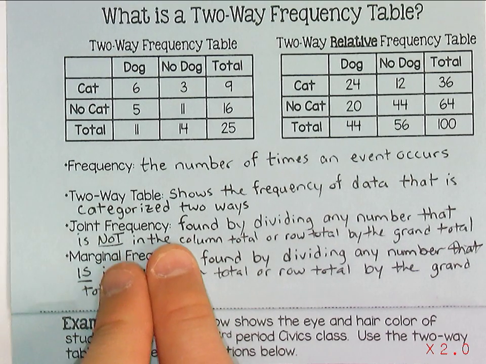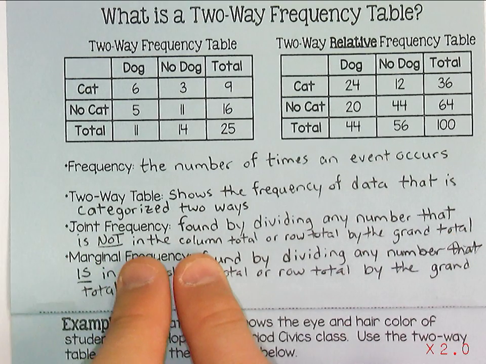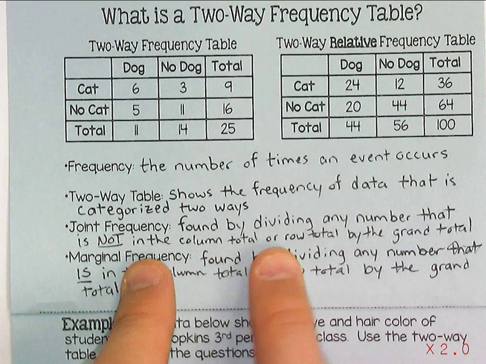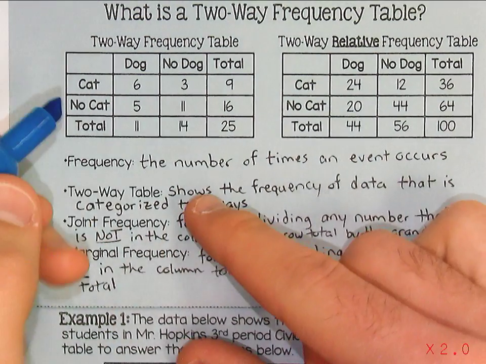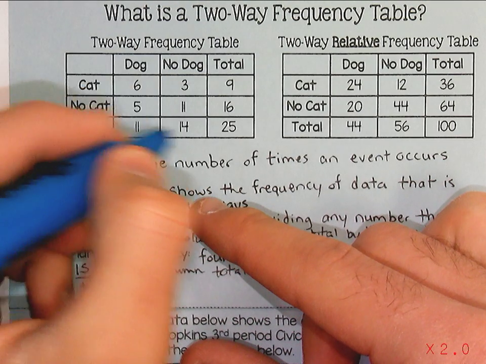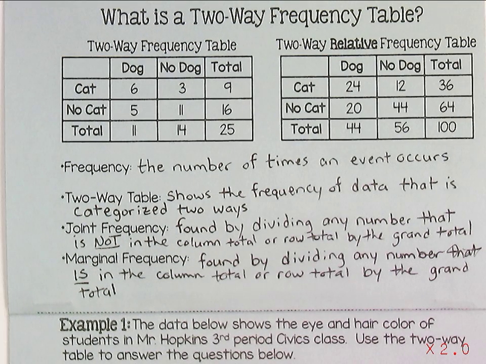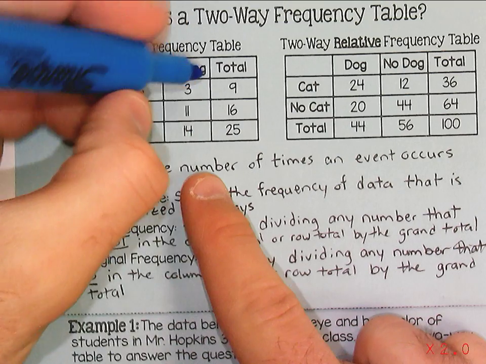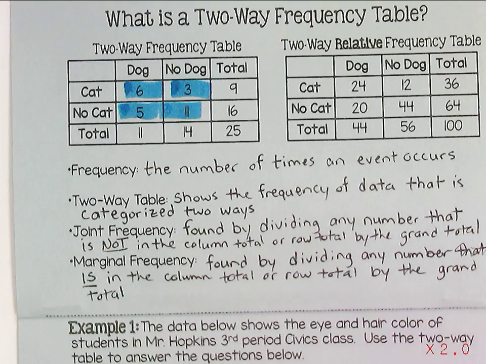Next we have joint frequency. This is found by dividing any number that is not in the column total or row total by the grand total. I'll highlight these in blue: your joint frequencies are the numbers that show up in the middle here. So 6, 3, 5, and 11. You can think of it as a joint like in your arm, your elbow, that's in the middle of your arm, or your knee, that's in the middle of your leg. It's joint, so that's all in the middle. So these numbers divided by the total would be your joint frequencies.